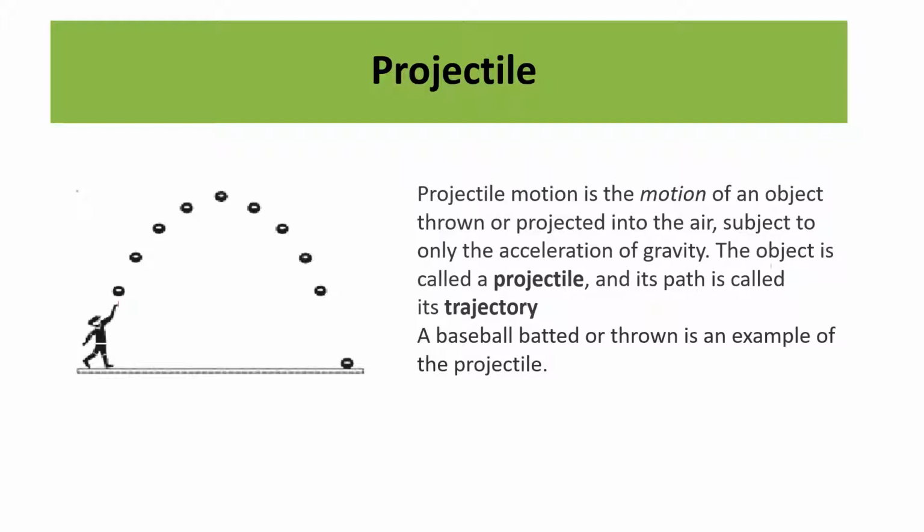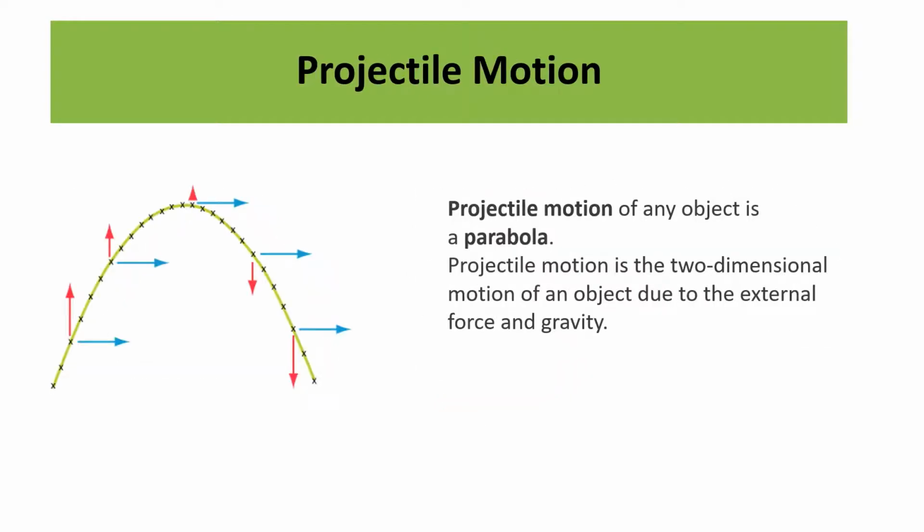The object which is thrown is known as projectile and the path is called as trajectory. This path is a parabola. A baseball batted or thrown is an example for the projectile. Projectile motion of any object is a parabola.